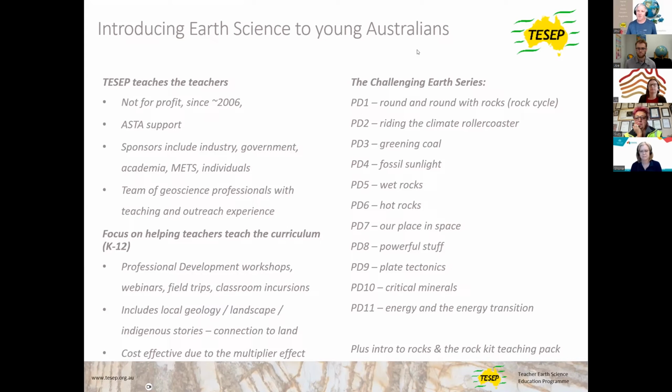We have a series of workshops, what we call the Challenging Earth series, and you can see the 11 listed there. Critical minerals and the energy transition are pretty popular at the moment, but of course things like the rock cycle, our place in space, and plate tectonics are fundamental in the curriculum, so they run pretty regularly as well.